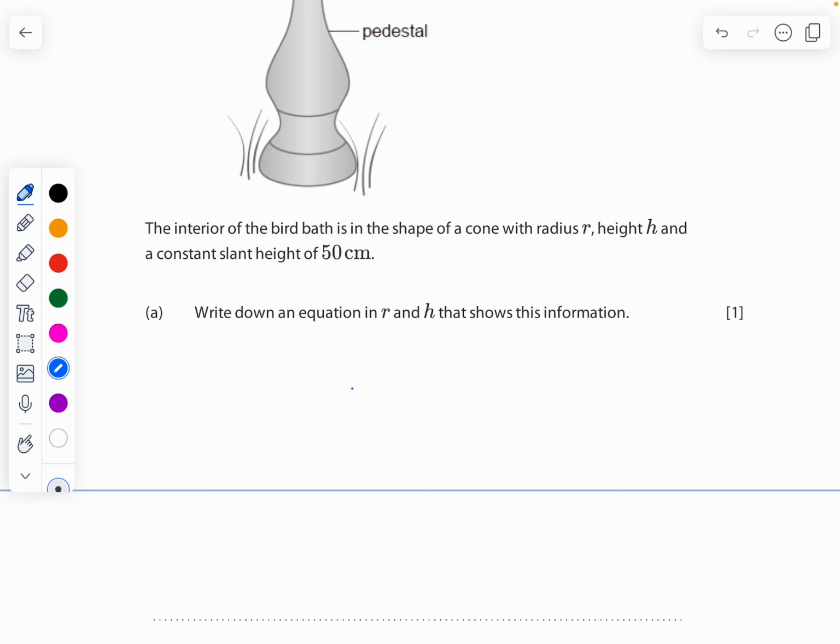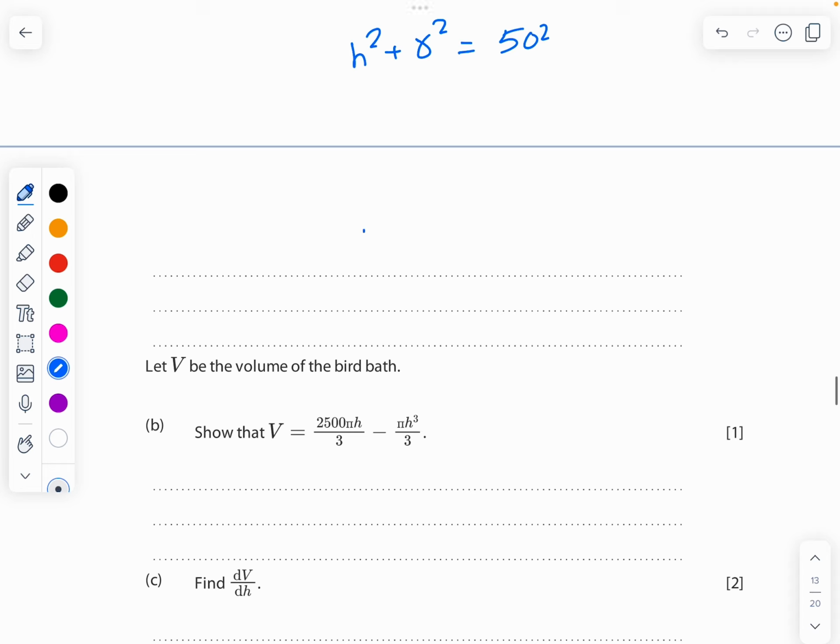So we know Pythagoras theorem: h square plus r square equals 50 square. So what's going to be r square? r square equals 2500 minus h square. r equals the square root of 2500 minus h square.